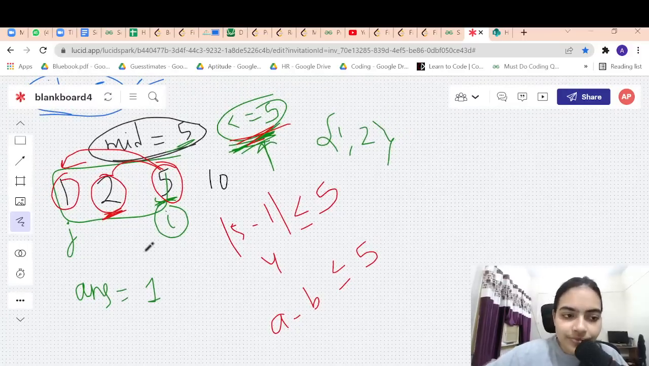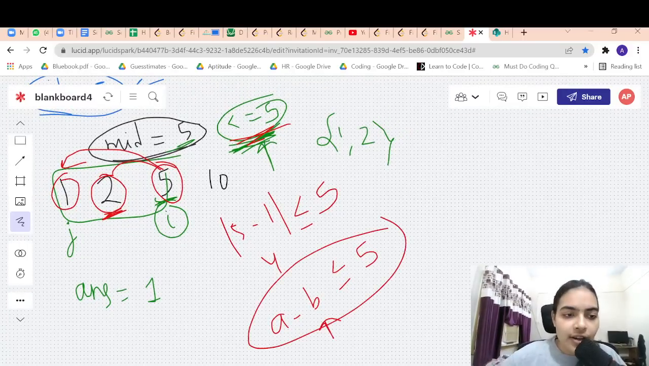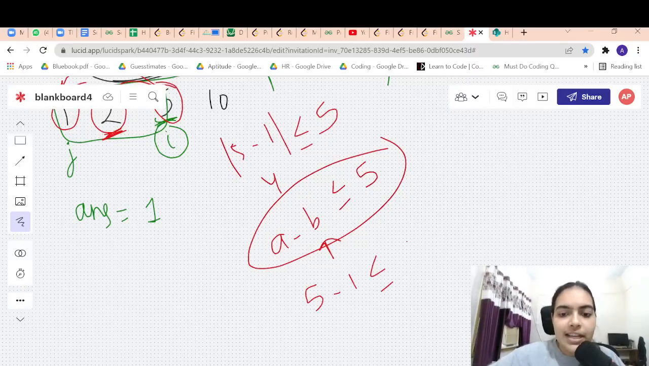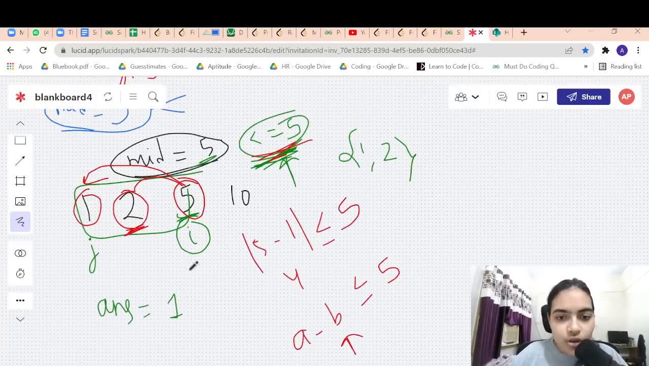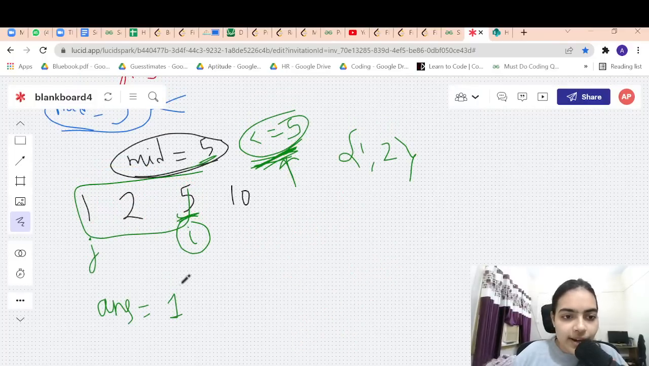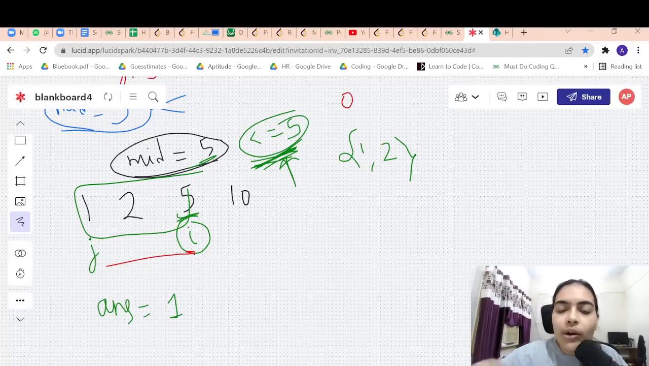Now if I increment b, obviously that will also be less than or equal to 5, right? See, if 5 minus 1 is giving me less than or equal to 5, 5 minus 2 will obviously be less than or equal to 5, right? It's common sense. So I found two more pairs, okay? I found two more pairs using the sliding window algorithm without listing all the pairs.